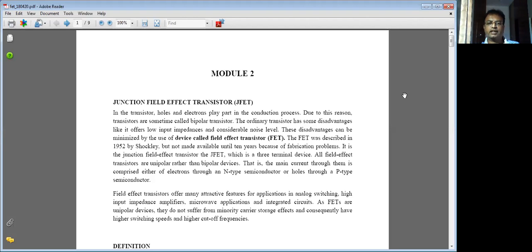Before going to the transistor, I would like to remind you what a diode is. A diode is a two-layer, single junction device. Two layers: one is P, another one is N. If there are two layers, there will be one junction. Two layer, two terminal, single junction device. A bipolar junction transistor, BJT.